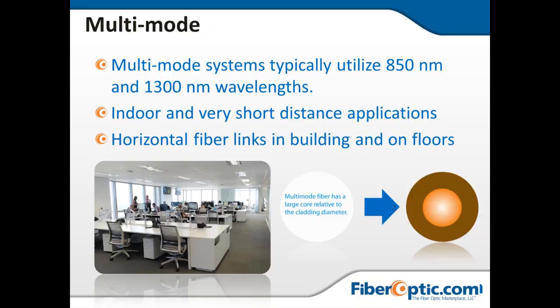Okay. So again, looking a little bit more at the multi-mode environment, what we have depicted here is an office environment, because typically the multi-mode systems are going to operate in this 850, 1300 nanometer wavelength. They're going to be between floors or between buildings, indoors, very short distance applications, horizontal links. So it's not going to be a very long run. It's going to be a shorter run, so your dynamic range can be a little bit lower.